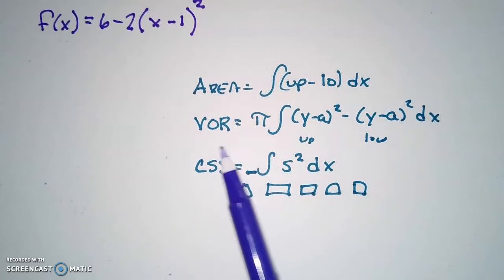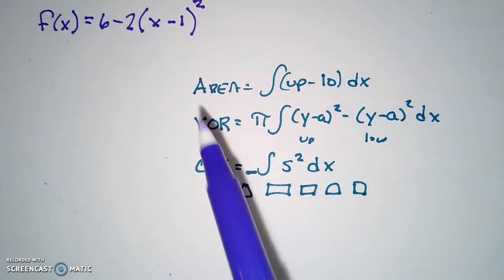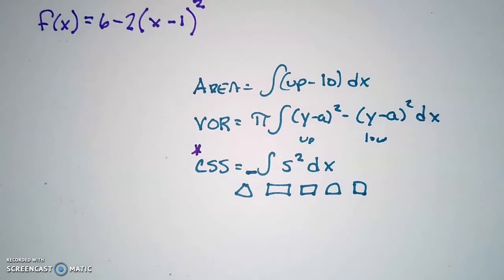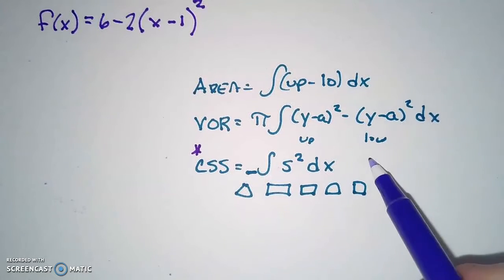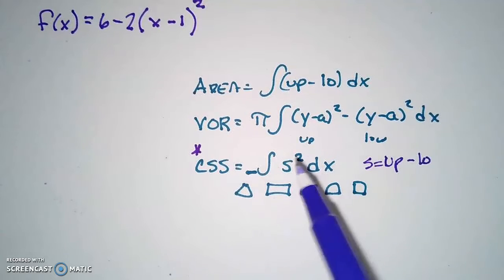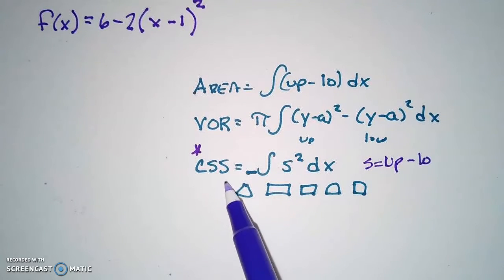And then there are going to be cross-sectional solids, but I'm going to put a star on this. This was the first test where they kind of tricked us on cross-sectional solids. But for the most part, cross-sectional solids are going to be some constant times the integral of s squared, where s is equal to upper minus lower. And they give us a number that goes out in front based on the shape. We'll worry about those numbers at a later point in time. You're going to have your packet with them written down in it to begin with.